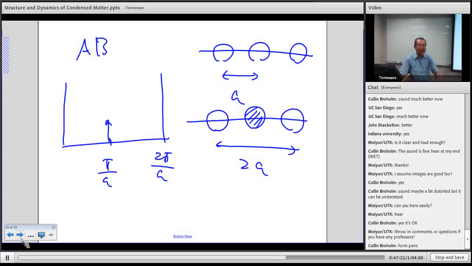So this is another case where this doubling of a unit cell produces a new peak. Okay. So this is just one case, a special case of doubling. But as I said, the periodicity can change in very different ways.